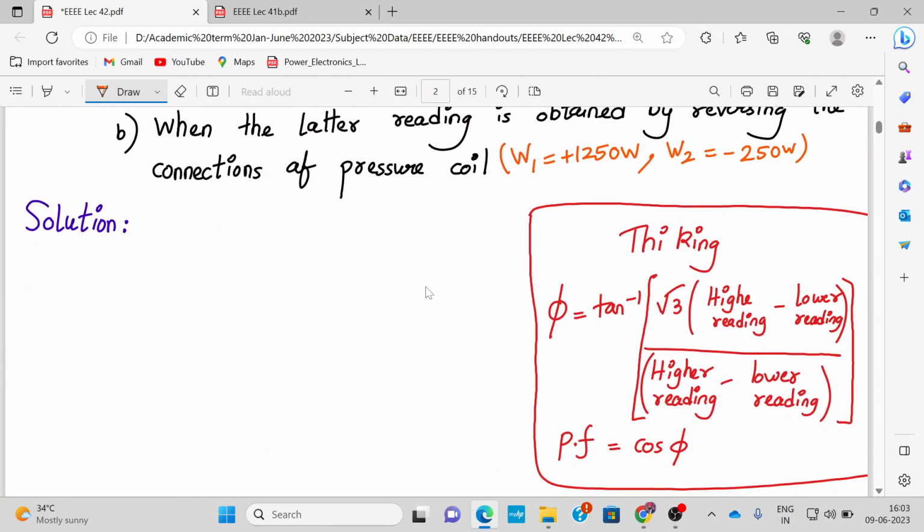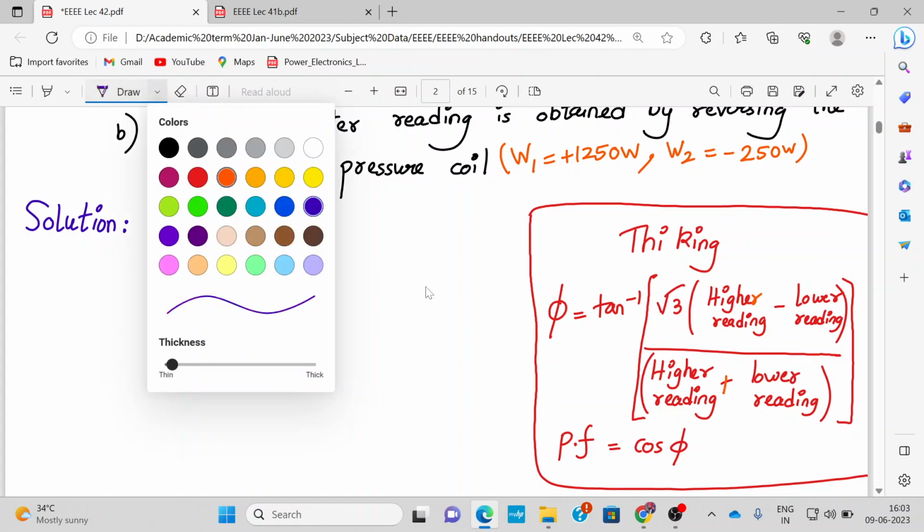Our thinking will be the same over here: phi is tan inverse of square root of 3 times higher reading minus lower reading, divided by higher reading plus lower reading of the wattmeters. Alright, and power factor is cos phi. Alright, so let's start.